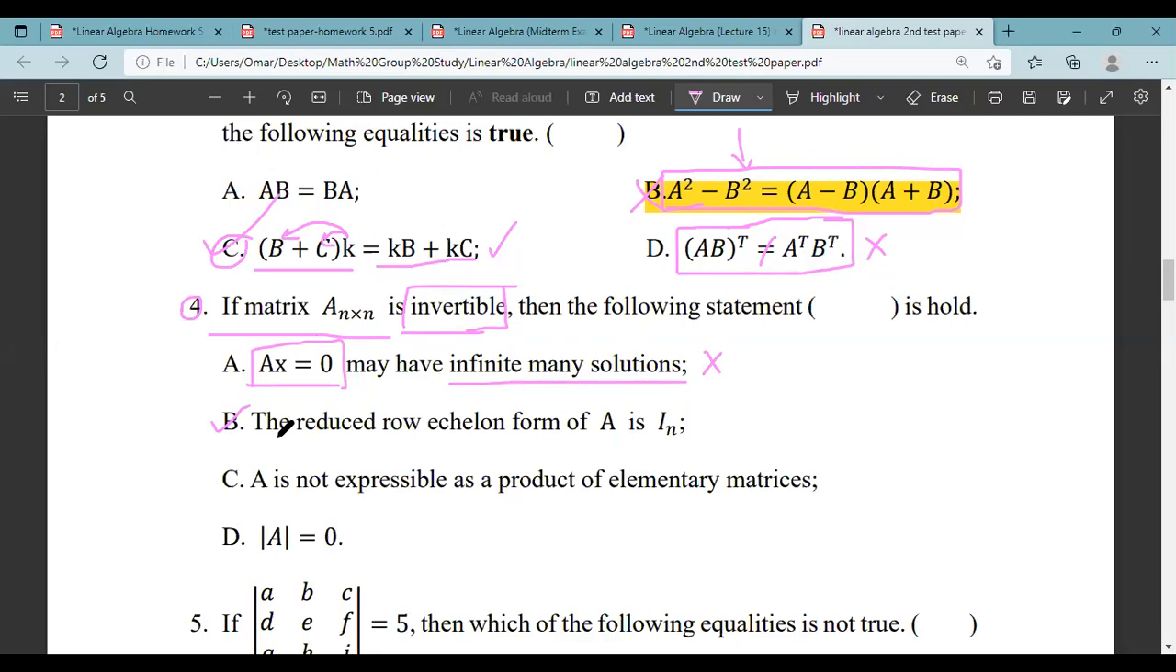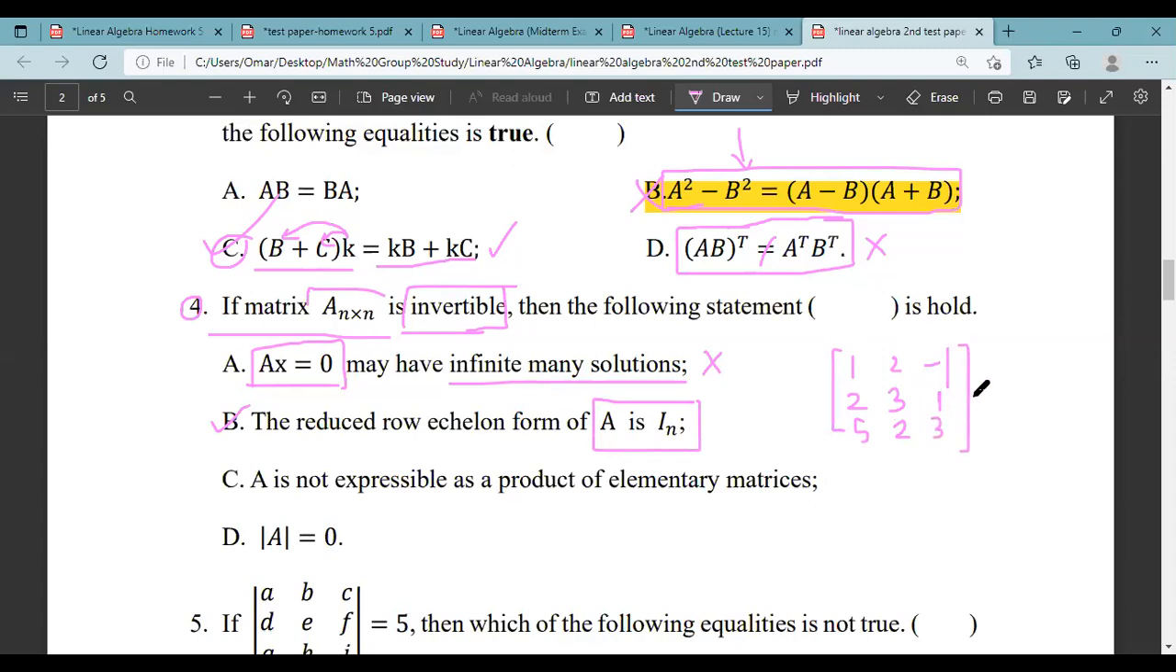And then number B, the reduced row echelon form of A is I, the identity matrix of order n. Yeah, that is true. I mean, if you just try, okay, let me write down some matrix. If we have 2, minus 1, so 2 3 1, and then maybe, okay, I'm just writing some random numbers, 5 2 3.